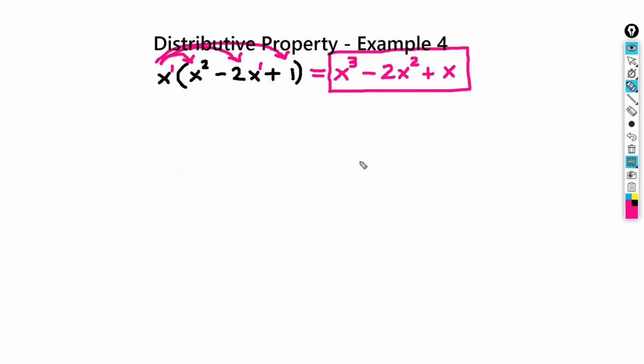In our next example, I'm going to do one more example, and I'm going to do double distribution in our last example. I don't want to delve into that too much. I'll probably make a separate video on that, but I think you should see the process.